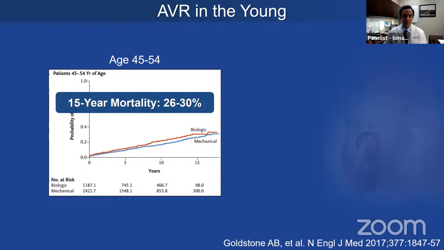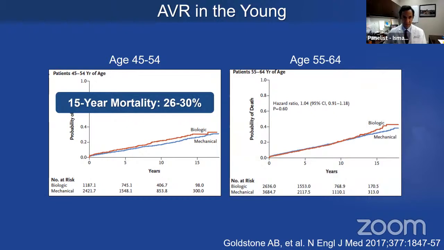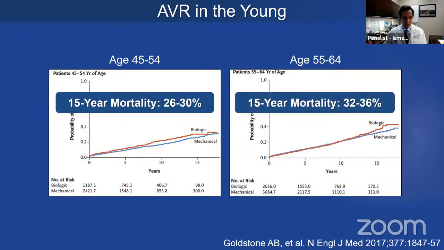Again, 1 in 3 patients to 1 in 4 patients was dead 15 years after surgery. And these were isolated AVRs. Same thing between the ages of 55 and 64, a third of the patients were dead 15 years after surgery. This is definitely not in line with expected survival in the general population.